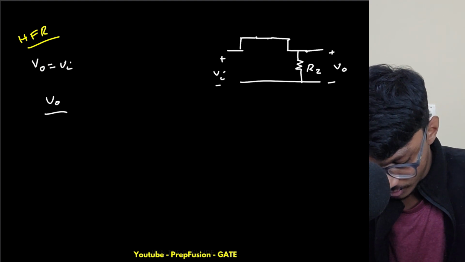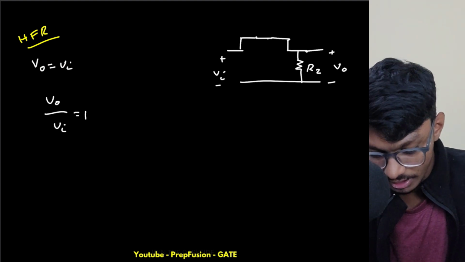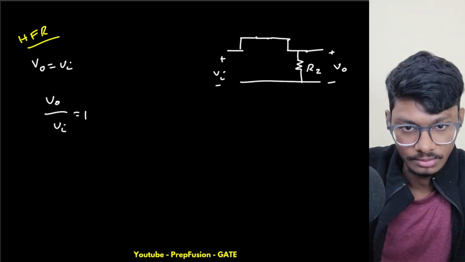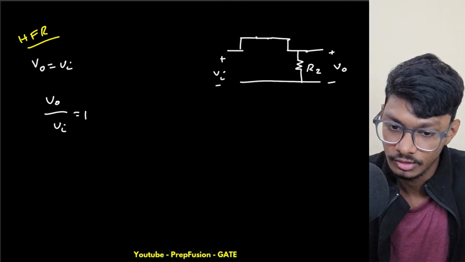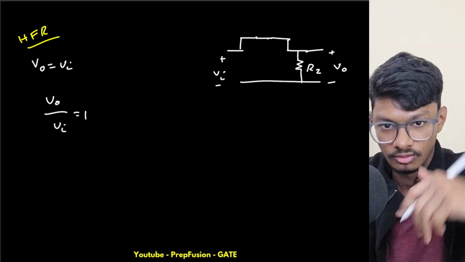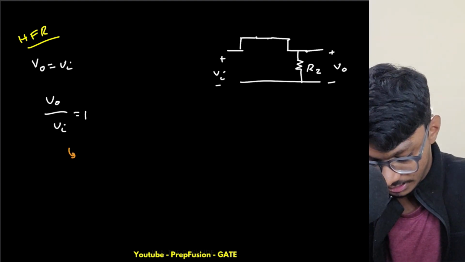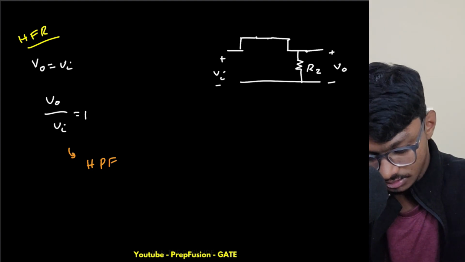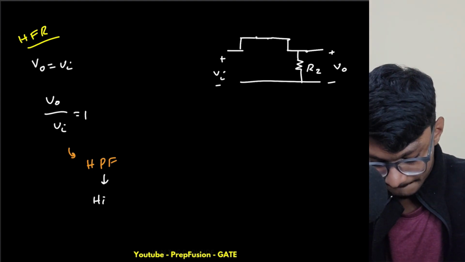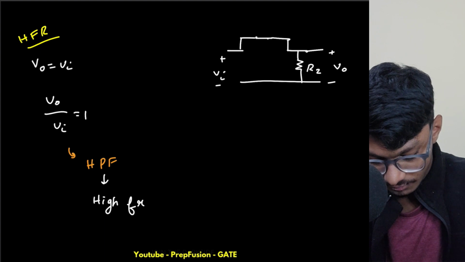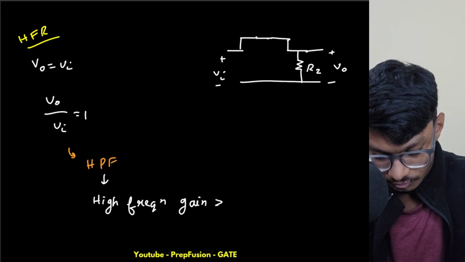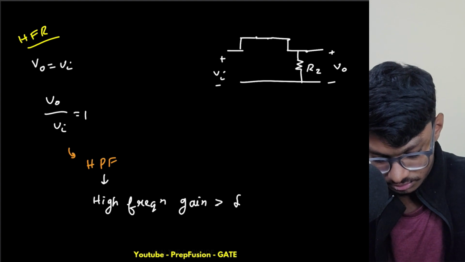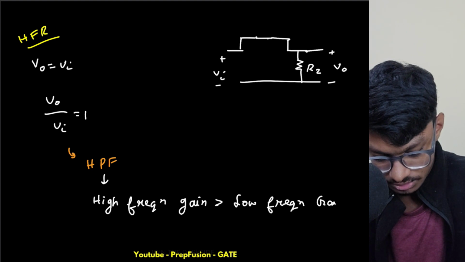So here what do I see? VO by VI equals 1, which is more than the previous case. So here it is acting like a high pass filter, because at high frequencies we have more gain than the low frequency gain. So this is acting like a high pass filter because the high frequency gain is more than the low frequency gain.